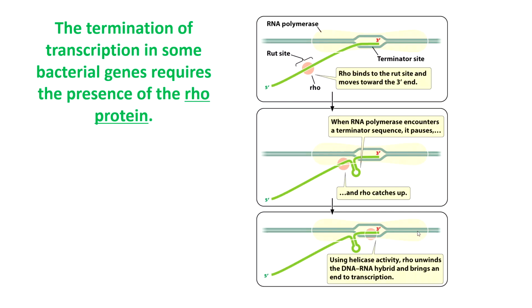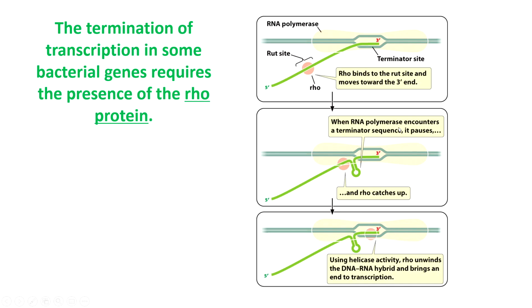So first, let's look at the rho-dependent method. Rho is a protein that binds to a site near the 5' end of a growing RNA chain. Rho is like a little Pac-Man guy. He actually starts to move up towards the 3' end.